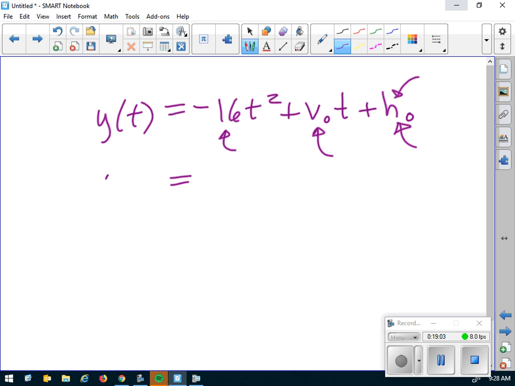So the equation for this one is going to be negative 16t squared. The ball was dropped, so there's no initial velocity, plus 420. Does that make sense?